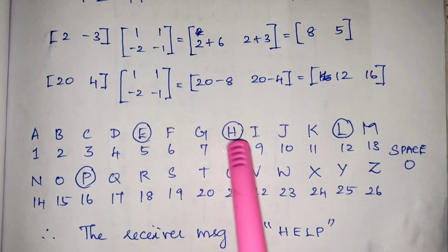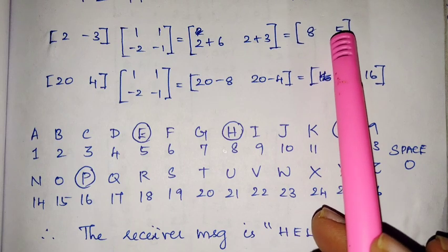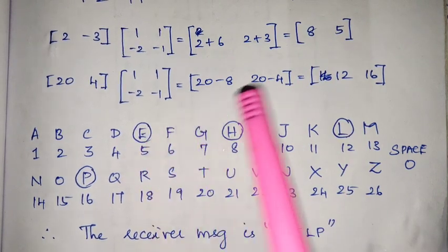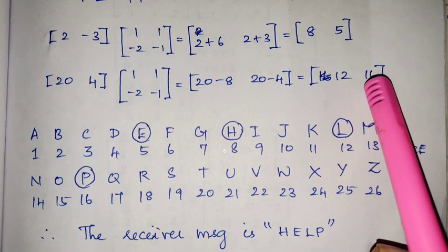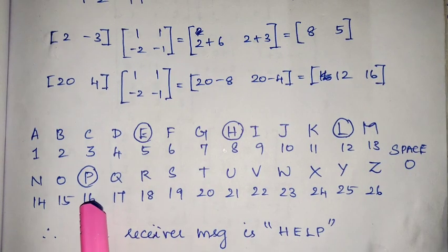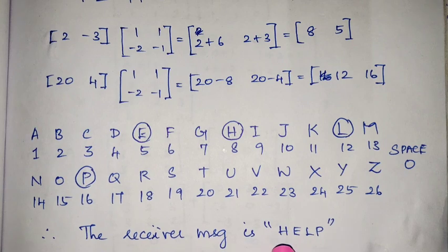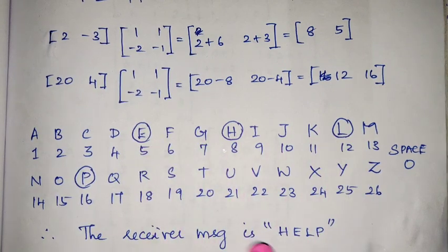So the first letter is H, the second letter is 5, the equivalent of 5 is E, and the third letter is 12, the equivalent of 12 is L, the fourth letter is 16, the equivalent of 16 is P. So the receiver's message is nothing but HELP, help.